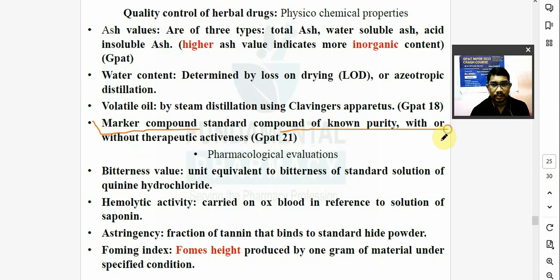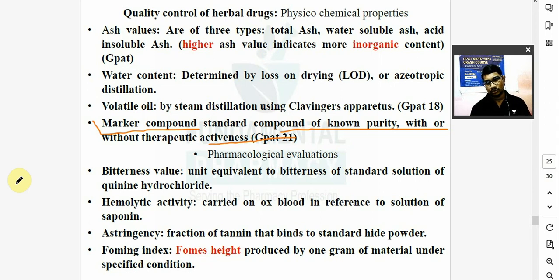Pharmacological evaluations, bitterness value: the unit is equivalent to the bitterness of the standard quinine hydrochloride. So quinine hydrochloride is used as a standard in case of bitterness value. In case of hemolytic activity, haemo means blood and lysis means breakdown. Who breaks down blood? Saponin glycosides. So it is carried out on ox blood and the reference solution is the saponin solution.